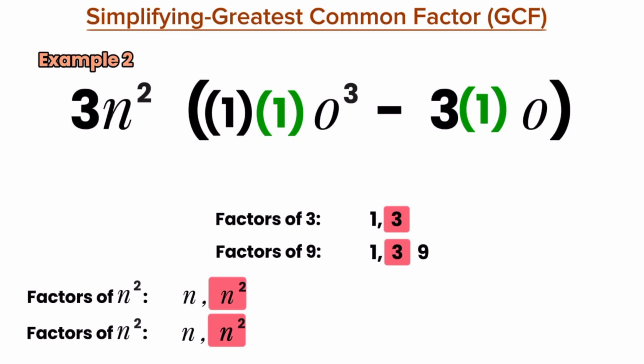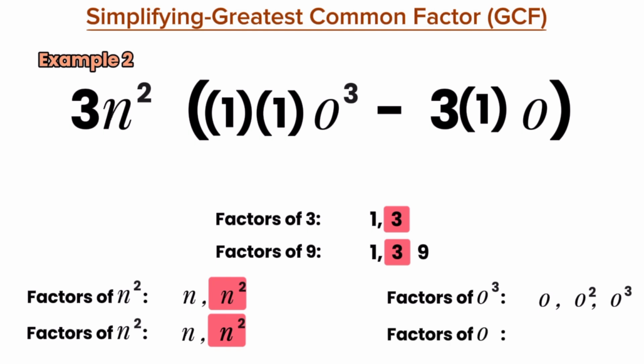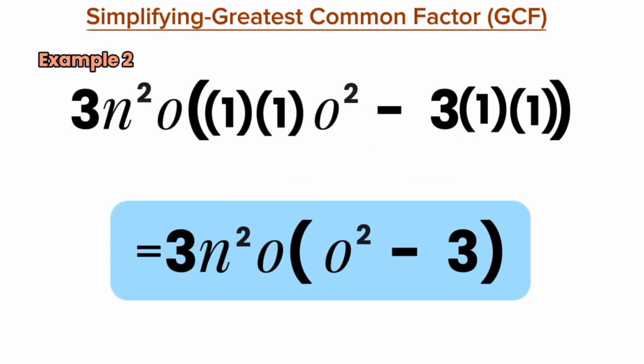Lastly, we find the greatest common factor for the o variables. For o to the power of 3, its factors are o to the power of 2, and o to the power of 3. For o, its only factor is itself. That means the greatest common factor is just o. Now place it outside the brackets and divide the o variables by o. Now that factoring out is done, we get a final answer of 3n squared o times (o squared minus 3).